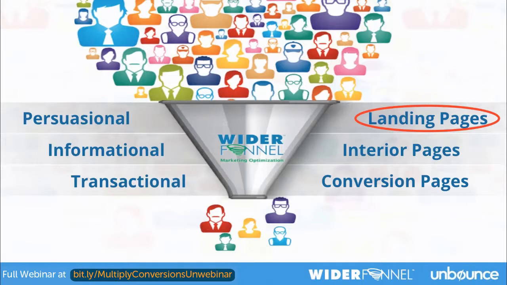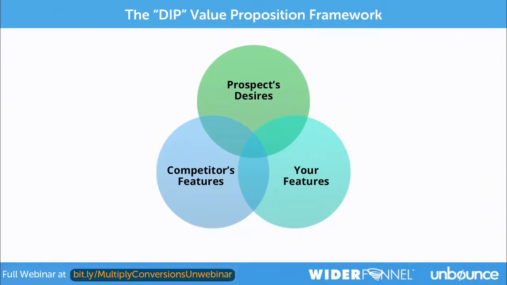So what I want to show you now is a framework that you can use to identify your most important value proposition points and then test them to find out what works best. It's called the DIP framework. Here's how it works. You've got three components you want to look at. You've got your prospects' desires. So this is what your prospects and customers are looking for, right? They need a solution to a problem, and that's why they're looking for your service or products.